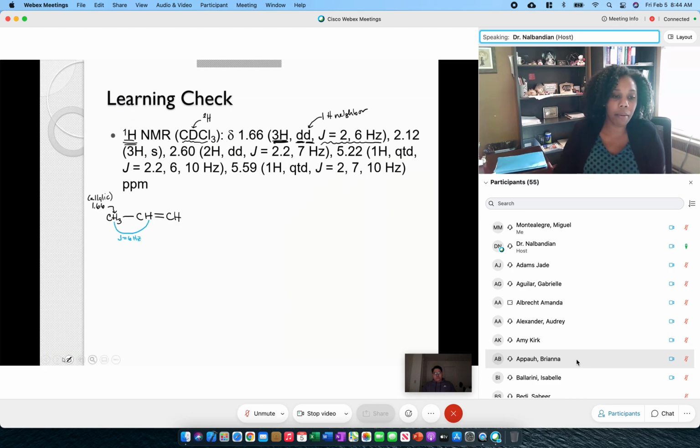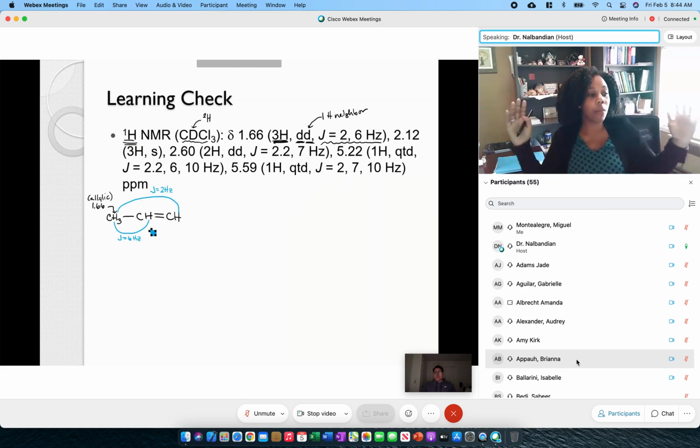So notice I drew that blue one there. I'll draw another blue one, again, from this hydrogen now to this hydrogen. This is our J equals 2 hertz. So we have non-coupling and we have allylic coupling. Allylic is this long-range coupling, 3 carbons away.